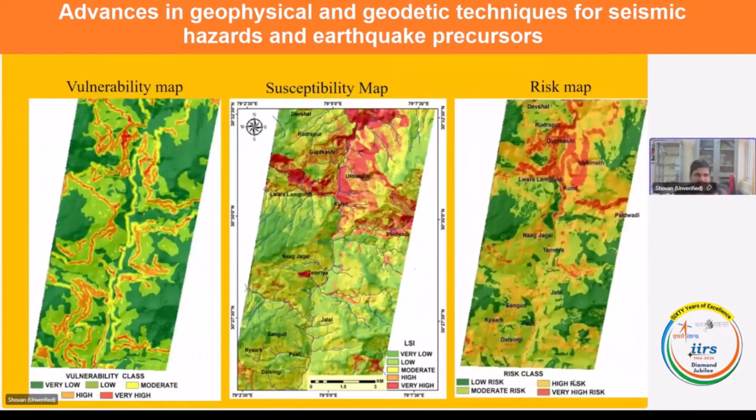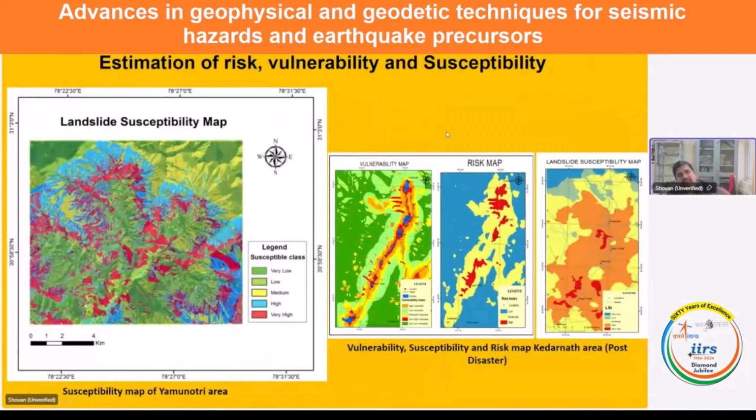Side by side, I think I'm close to the end of this particular session. So vulnerability and susceptibility, and then we cross these, we get risk. I told you risk is a big thing. That simply means that if risk is high, both the susceptibility and vulnerability, separately and equally, have to be high. So that's how we get a risk map.